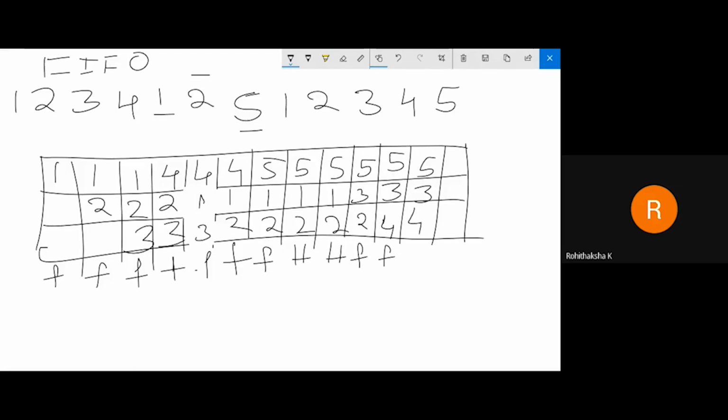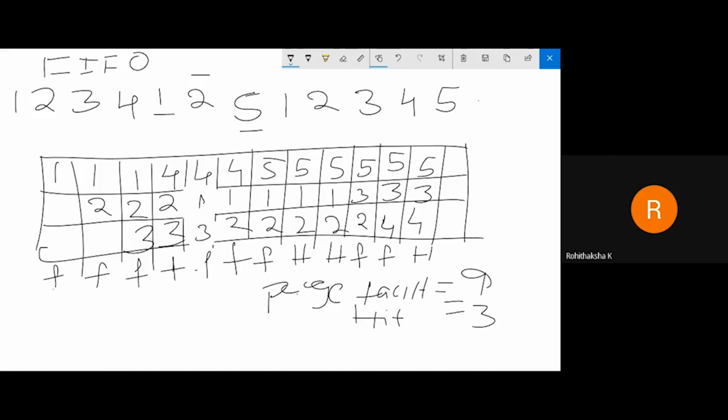So now if I want to count page faults, how many page faults are there? 1, 2, 3, 4, 5, 6, 7, 8, 9. So I'm getting 9 page faults. And the number of hits is, if I take this 1, 2, and the last one is also a hit. Sorry, here 5 is already present. So the number of page hits is 3. So the number of page faults is 9 and the number of page hits is 3.